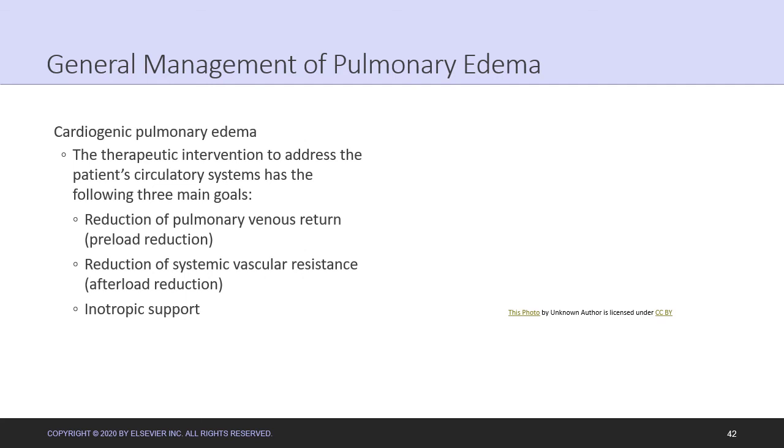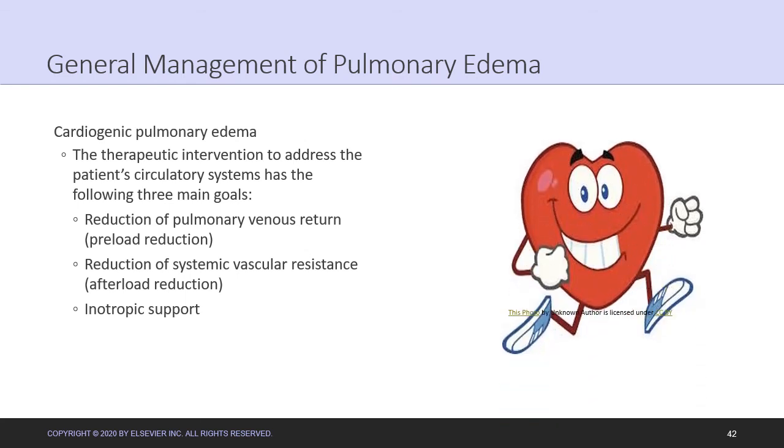Cardiogenic pulmonary edema. The therapeutic interventions used to address the patient's circulatory system have the following three main goals: reduction of pulmonary venous return, preload reduction; reduction of systemic vascular resistance, afterload reduction; and inotropic support.